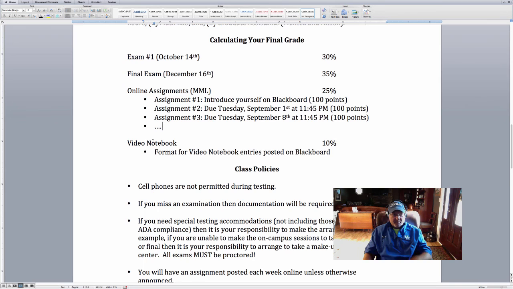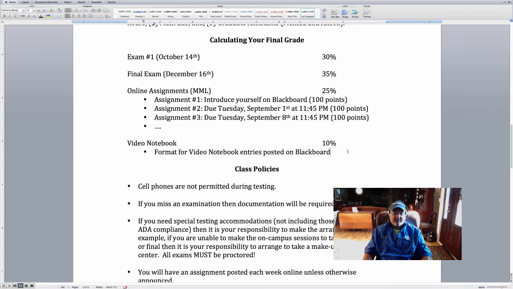Another part of your grade is this video notebook. Now, guys, you don't have to create a video of a notebook. What I'm doing there is if I see evidence that you are watching the videos, then you're going to get extra credit. It's going to be part of your grade. So if you don't watch the videos, you'll get a zero there. If there's evidence that you are, you'll get an easy score that contributes 10% of your final grade. Let me show you how that works.